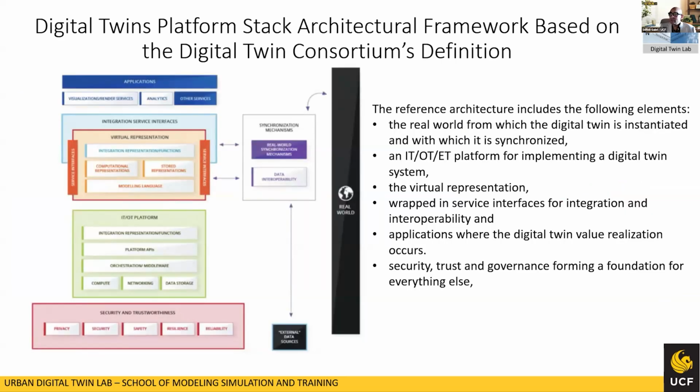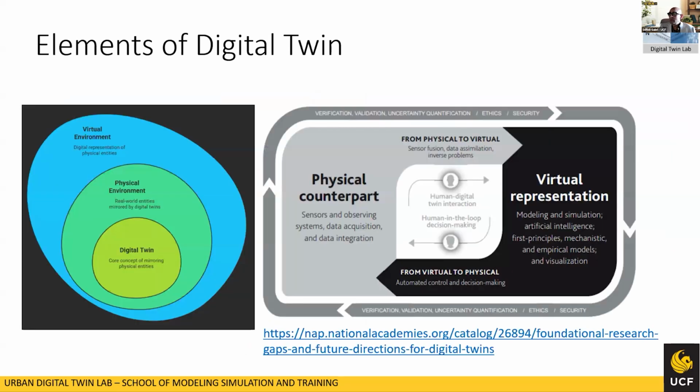So at the Digital Twin Consortium, we have a platform stack architecture and capabilities periodic table that I would invite everyone to have a look at. This is a publicly available document and white papers. But one thing I really want to mention here, the elements of digital twin can be summarized in three groups.